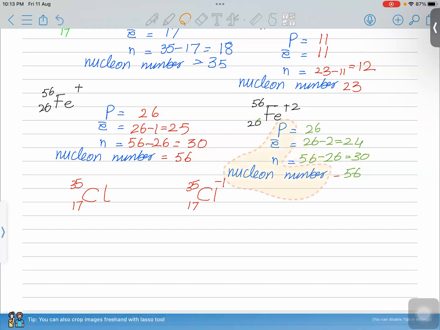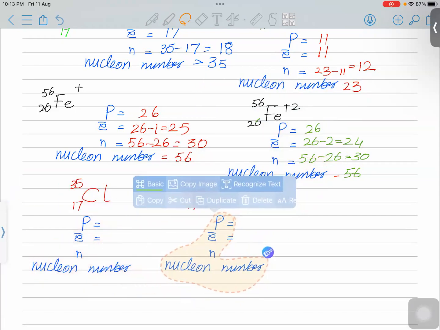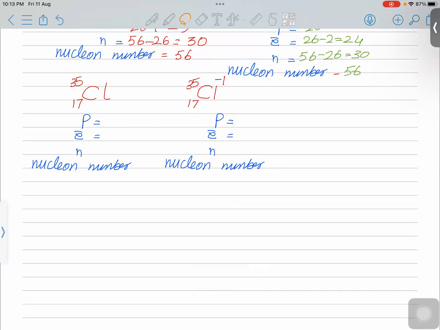Tell me again the number of protons, electrons, etc. for Cl. For protons, it is 17. Electrons is also 17. And the neutrons is 35 minus 17, which is 18. And the nuclear number is 35. Okay. Next, Cl minus.